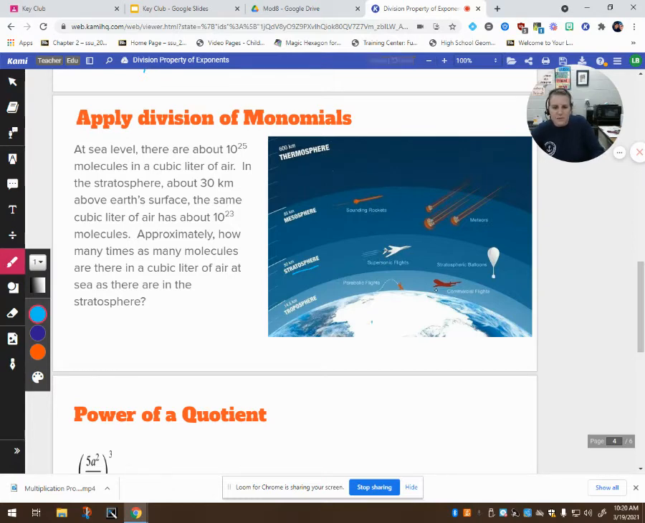So down here at sea level, it was 10 to the 25th. Up here, it's 10 to the 23rd. So we want to know how many times more is that? This is just your typical little division problem. We've got 10 to the 25th divided by 10 to the 23rd. We realize that's 10 to the second. 10 to the second is 10 times 10, which we know to be 100. So there are approximately 100 times as many molecules at sea level as there are in the stratosphere. There's not as many molecules in the stratosphere.